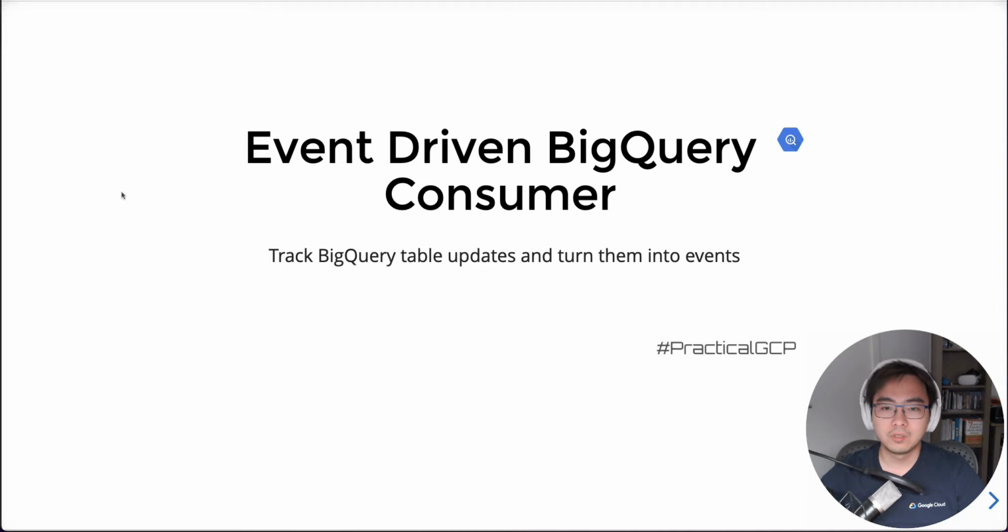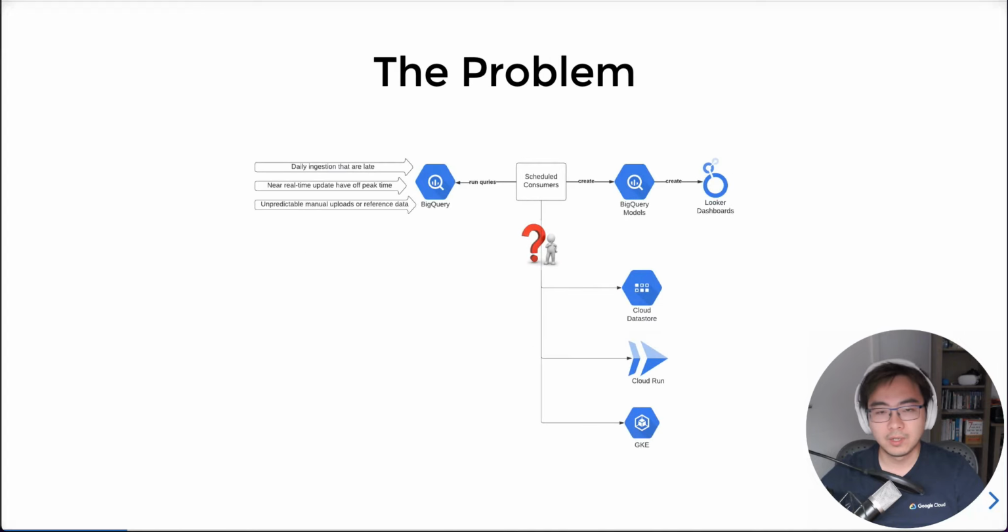To make it easier to understand where exactly we're talking about, let's start with the problem. This is probably what you are very familiar with, especially with data coming into BigQuery via some kind of ingestion pipelines. You would have daily ones, near real-time ones, and also the unpredictable manual uploads for reference data.